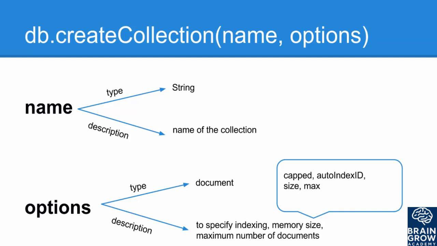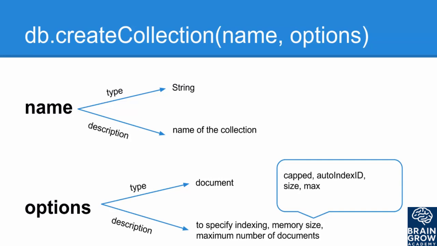So we can create a collection by passing only the name parameter, which is mandatory. The options parameter is completely optional. So we can create a collection by passing only the name: db.createCollection, and then we pass the name of the collection. Now we'll see what this options parameter is. The options parameter is a document which has some fields which we can specify.